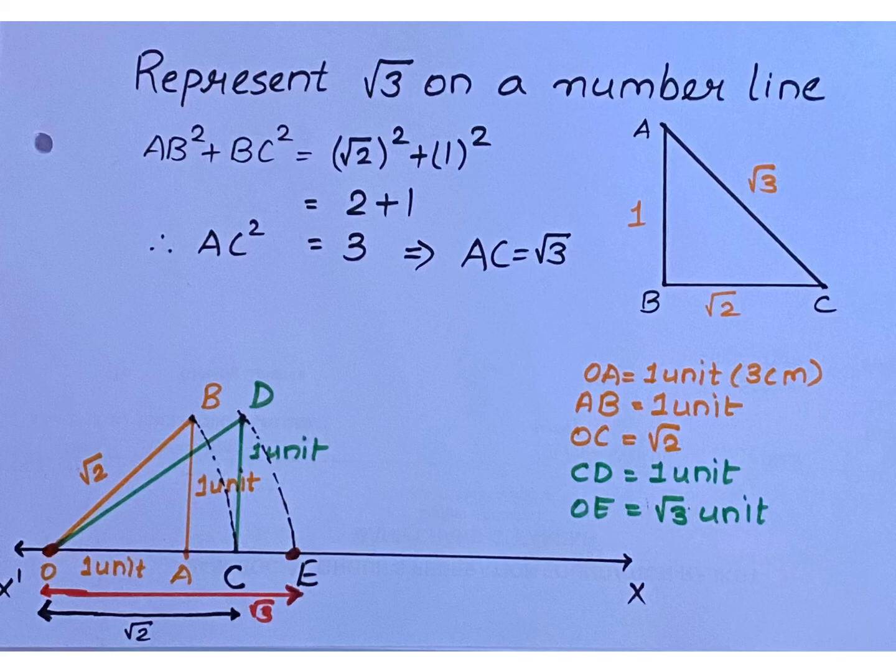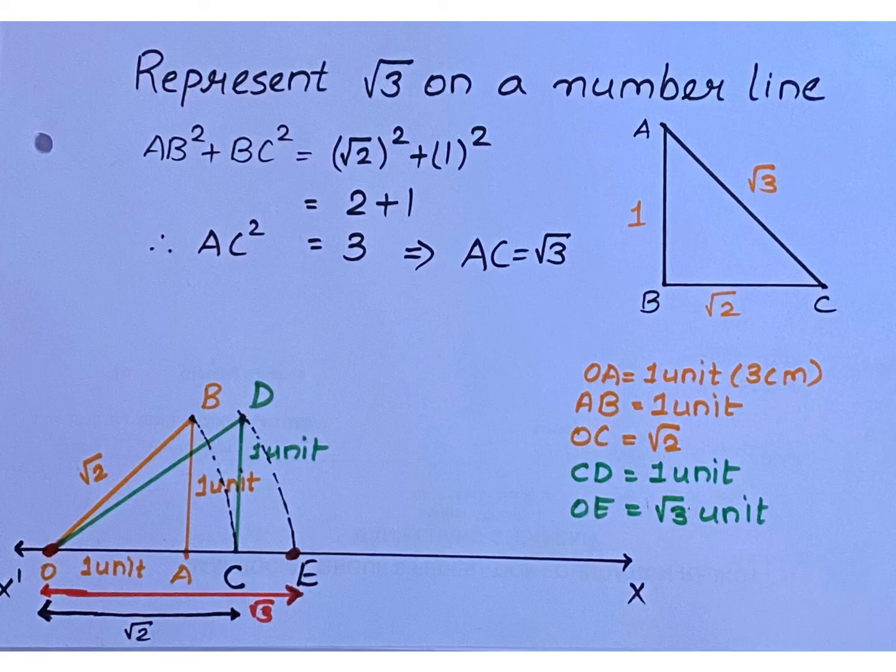Now, how to represent it on a number line? We already know how to represent root 2 on a number line. We'll take OA is equal to 1 unit and we will take this OA on the x dash axis. We'll take AB is equal to 1 unit and we will draw AB as shown in the figure. Then we will join OB and we will draw an arc which intersects the x dash axis at point C. So we will get OC is equal to root 2.